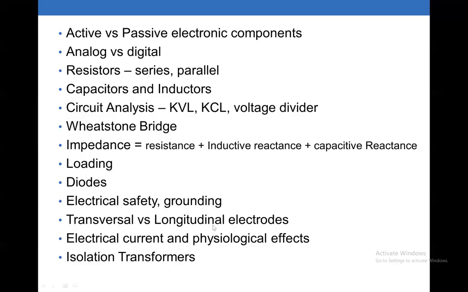Transversal versus longitudinal, I talked about it in this class also, how to model those. Different current levels and the physiological effects of each of those. And then I think finally we talked about isolation transformers and the purpose of that. Any questions from this section that you would like me to go through?